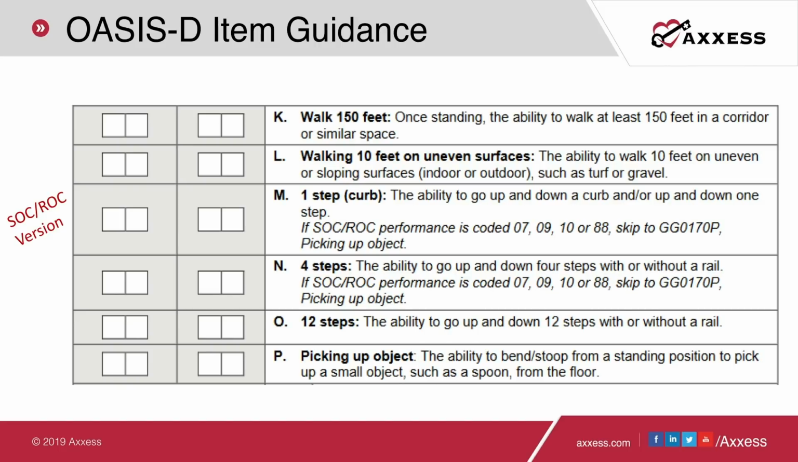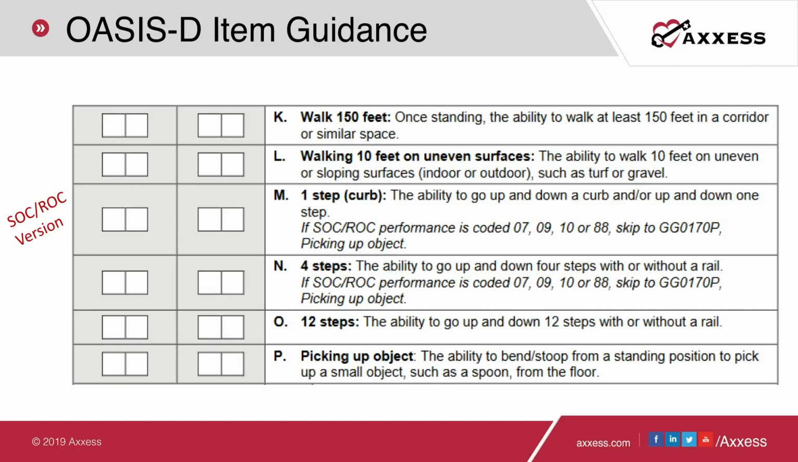And it can be an issue for both environmental reasons, patient safety, and health considerations. They may not be able to manage that. So we're going to talk about that a little bit more in just a bit. Row L is walking 10 feet on uneven surfaces. This is the patient's ability to walk 10 feet on uneven or sloping surfaces, indoor or outdoor, such as turf or gravel. And row M, we see one step or a curb. This is the ability to go up and down a curb and/or up and down the step.